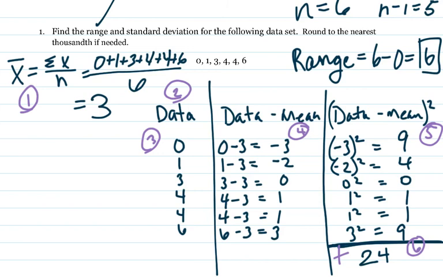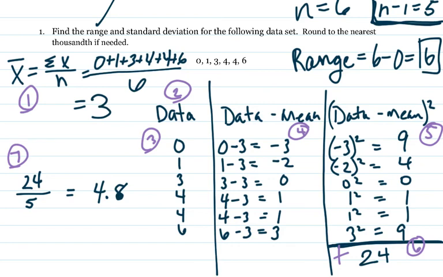So we've done through step 6. So our value at step 6 was 24. So for step 7, we take 24 and we divide it by n minus 1. N minus 1 we figured was 5. We did that at the very beginning. I have it in the top right-hand corner. So 24 divided by 5 is 4.8. Okay, so we did that division, which is step 7.